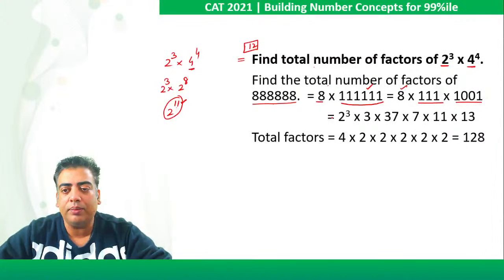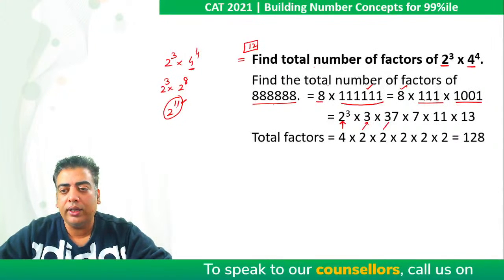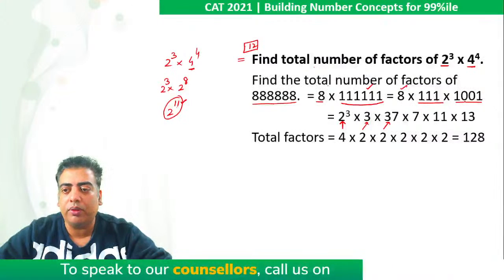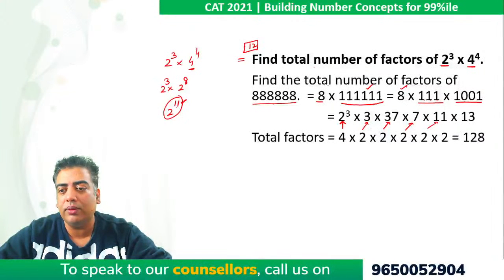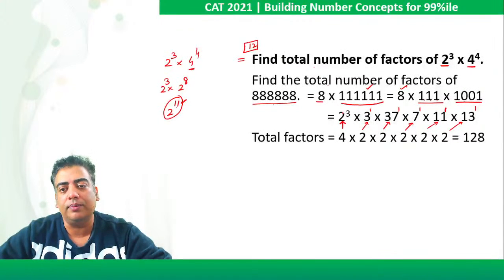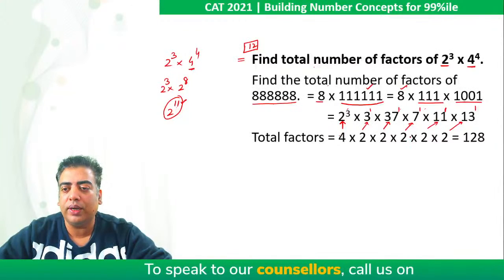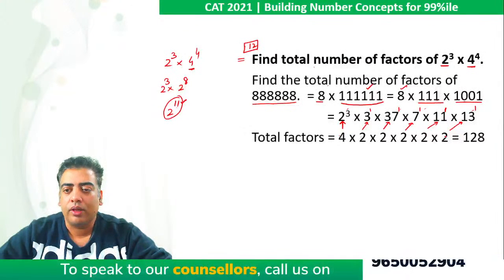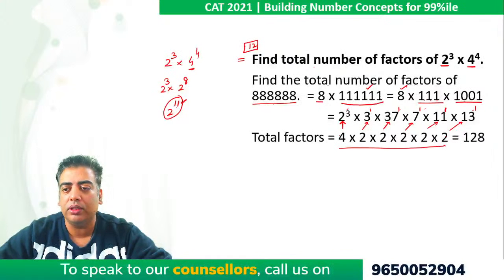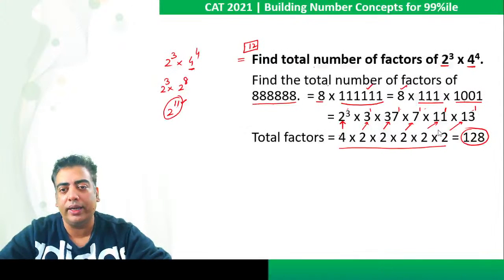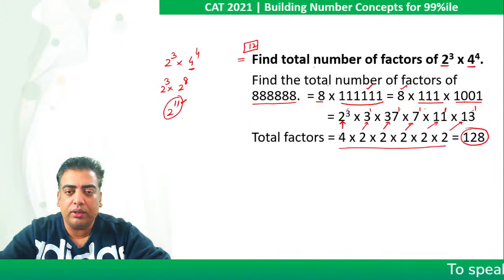Now 8 can be written as 2 cube. 111 can be written as 3 into 37. And the factorized form of 1001 is 7 into 11 into 13. Now in order to calculate the number of factors, we just need to add 1 to each power and multiply them. So 3 plus 1 is 4, 1 plus 1 is 2, because of all these 1s we are getting all these 2s. Right? So we just need to multiply all the values. The number of factors of the given number came out to be 128. So guys, please check it out. I hope it is clear.